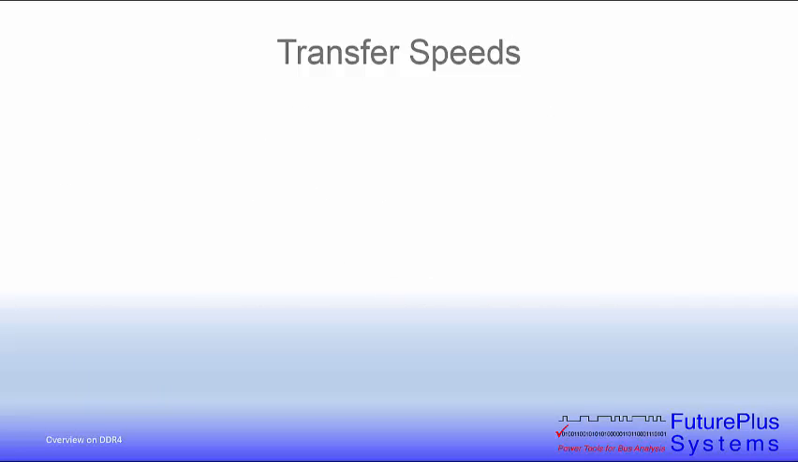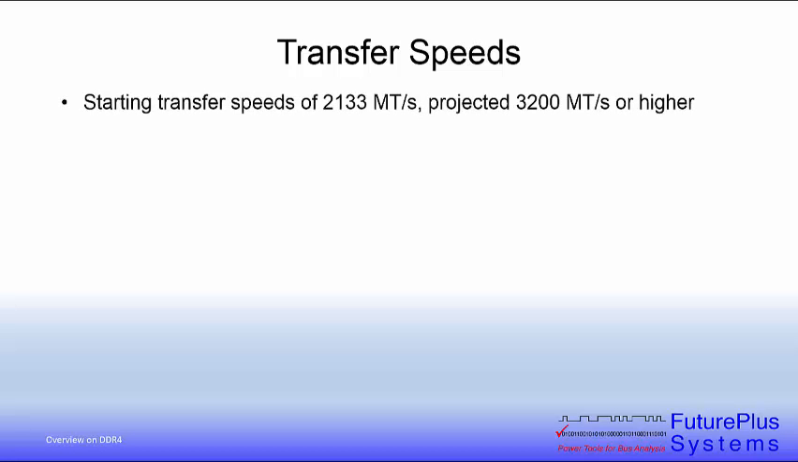Another important feature is its faster transfer speeds. DDR4 can read or write to memory at much faster rates, starting out with transfer rates at 2100 megatransfers per second, which is on the high end for DDR3. It also has planned speed increases projected at 3200 megatransfers per second or higher. This gives DDR4 up to 50% more performance when compared to DDR3.